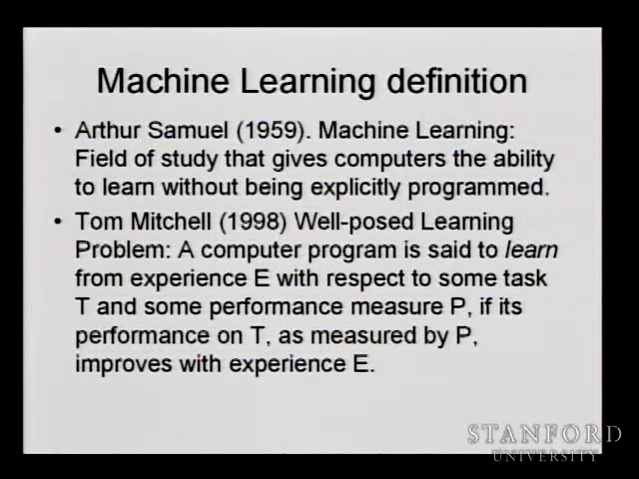For example, in the case of checkers, the experience E that the program has would be the experience of playing lots of games of checkers against itself, say. The task T is the task of playing checkers, and the performance measure P will be something like the fraction of games it wins against a certain set of human opponents. And by this definition, we'll say that Arthur Samuel's checkers program has learned to play checkers.